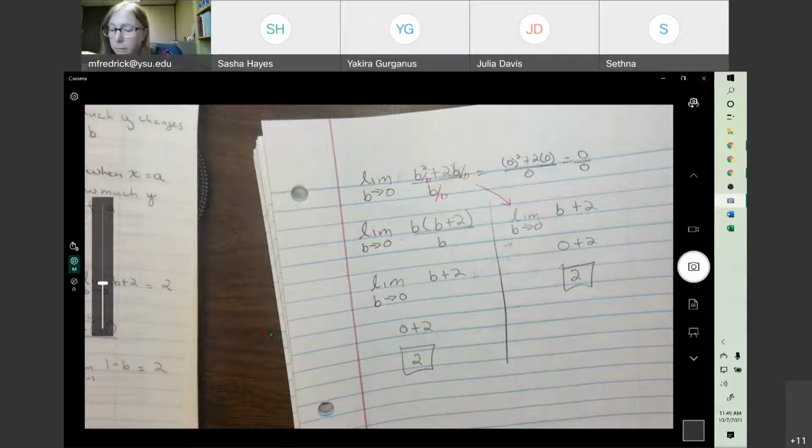Why did you plug in the zeros for the f of a, but not the b squared, and then later you went back in and plugged in 0 for the b squared plus 2b?